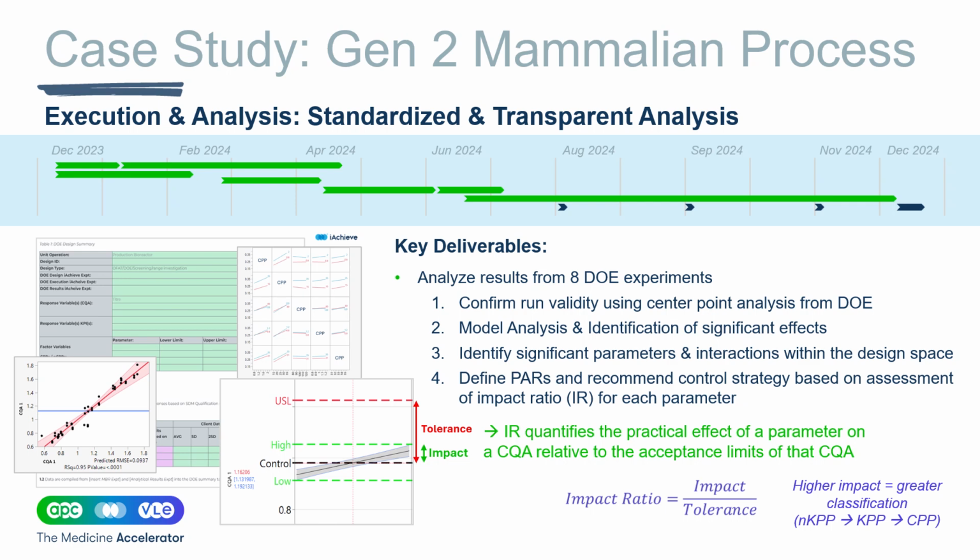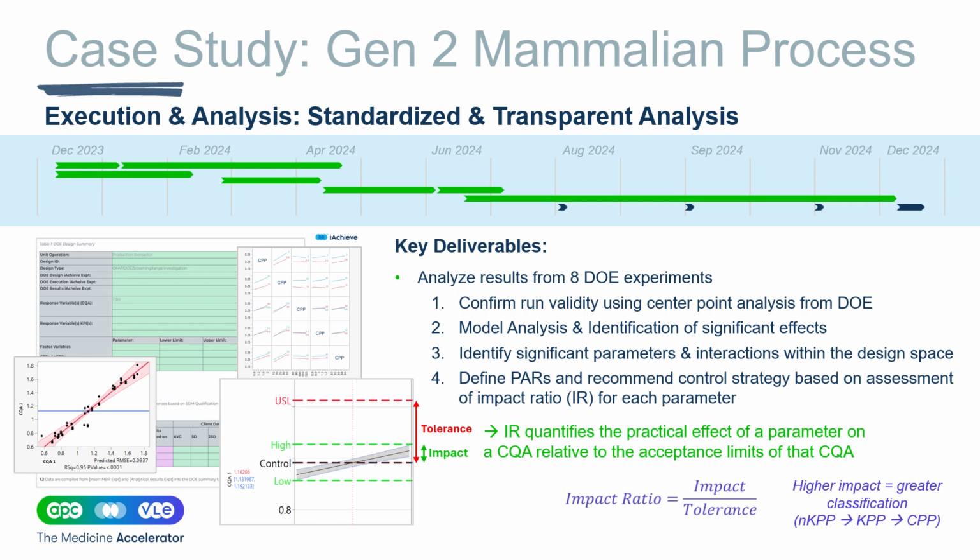So the last phase in the workflow is to execute the experiments in the lab and carry out the DOE analysis workflow. Like with the DOE design, we have templates for DOE analysis, again allowing for a standardized and transparent approach for all unit operations. So the first step here is run success validation, which involves comparing your center point or control runs to your qualification runs to make sure that the baseline process performed as expected. This gives confidence that the changes you're making in the other conditions are causing the changes in your responses.